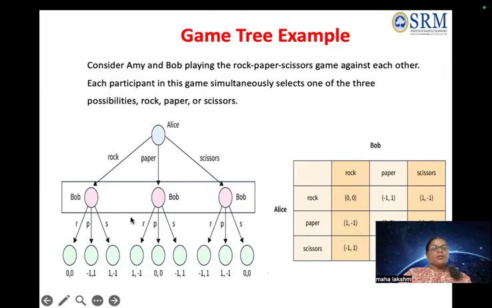So with respect to Amy as rock and Bob as rock, the utility value can be referred to as 0, 0. Similarly, when Amy had a rock and Bob had a paper, as per the game, it is -1, 1. Minus will be Amy's value, and +1 will be Bob's value. So the first suffix indicates Amy's value, and the second suffix indicates Bob's value, which means minus indicates that Amy is losing, and plus indicates that Amy is winning.